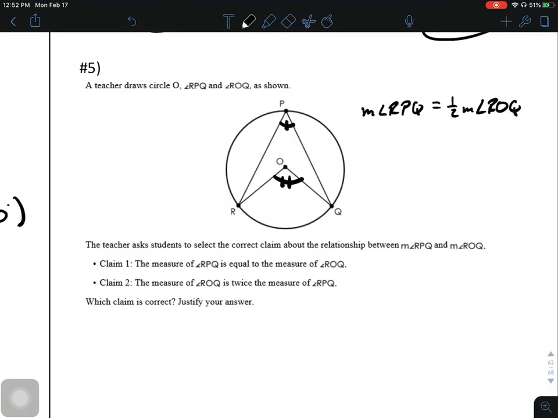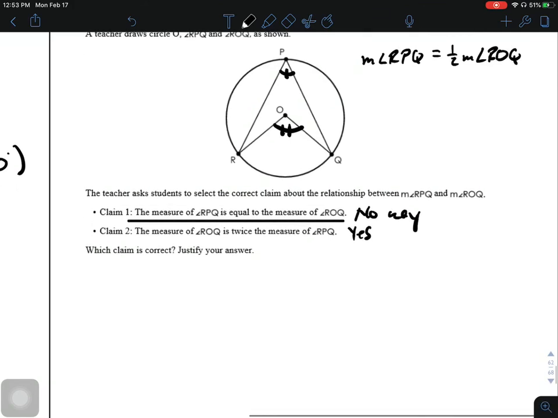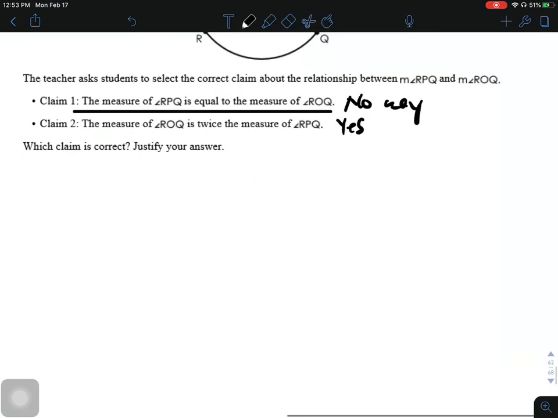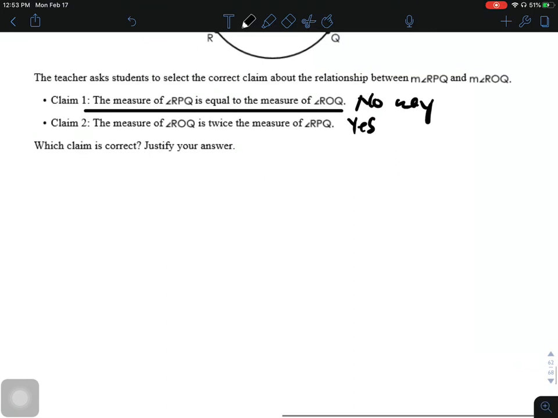Let's look at the claims. Measure of angle RPQ is equal to the measure of angle ROQ. No way. Measure of angle ROQ is twice the measure of angle RPQ. This one is twice the measure. So that is a yes way. Which claim is correct? Justify your answer.